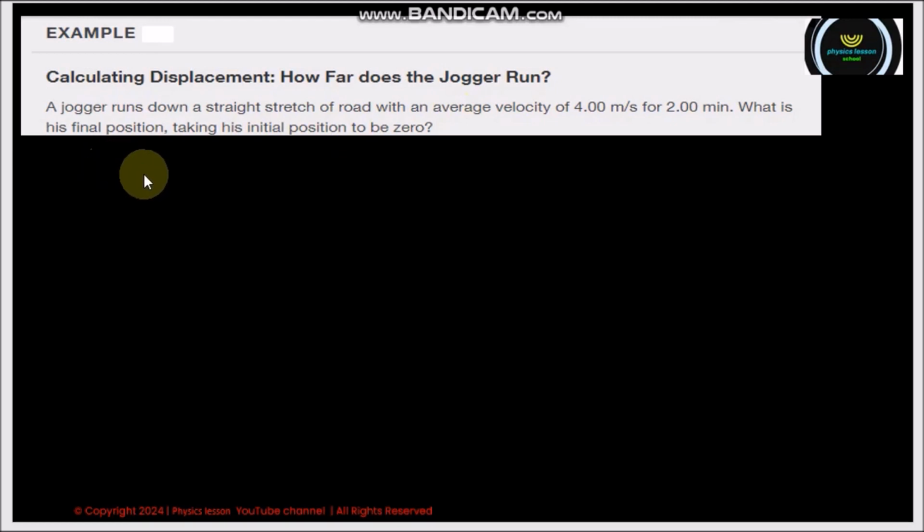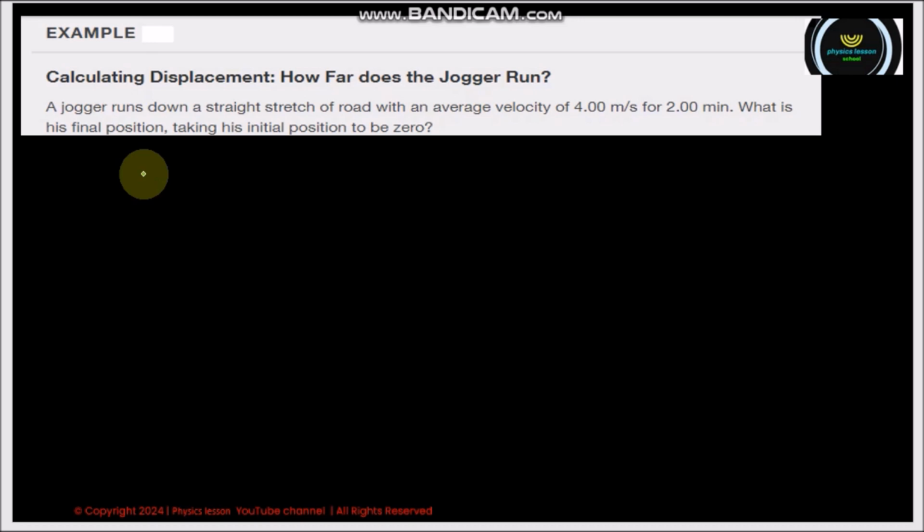Now we have this example. Let's calculate the displacement. How far does the jogger run? A jogger runs down a straight road with an average velocity of 4 meters per second for 2 minutes. What is his final position? Take the initial position to be 0.